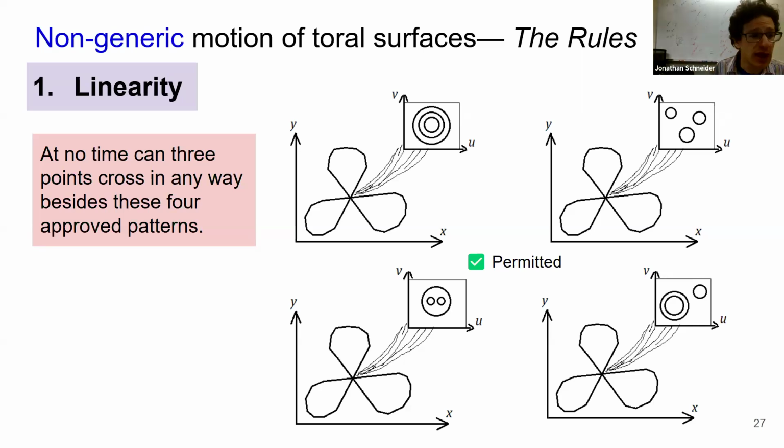So for linearity, again, during an isotopy, during a fiberwise isotopy, we just insist, of course, that any high order crossing of the base curve has to have its fiber circles interacting in a compatible way, right? So that's easy. The fiber circles have to interact in a compatible way. It's the exact same four patterns I showed you earlier in this talk. That's rule number one.